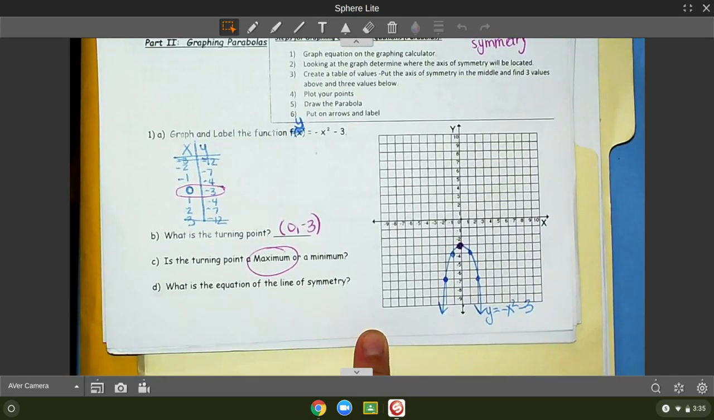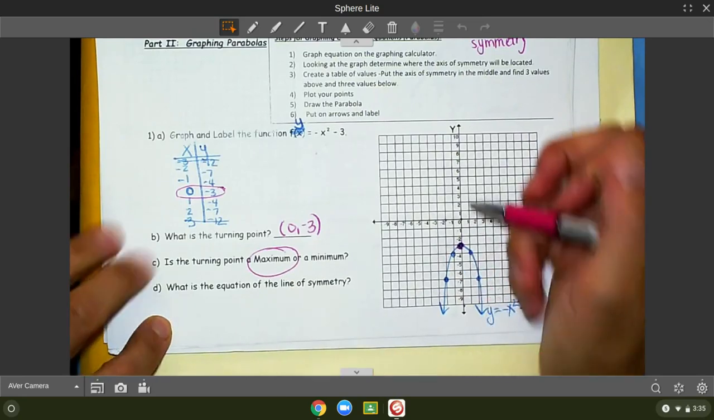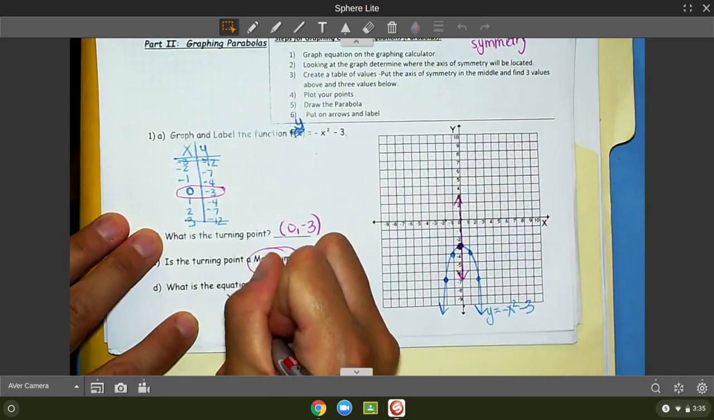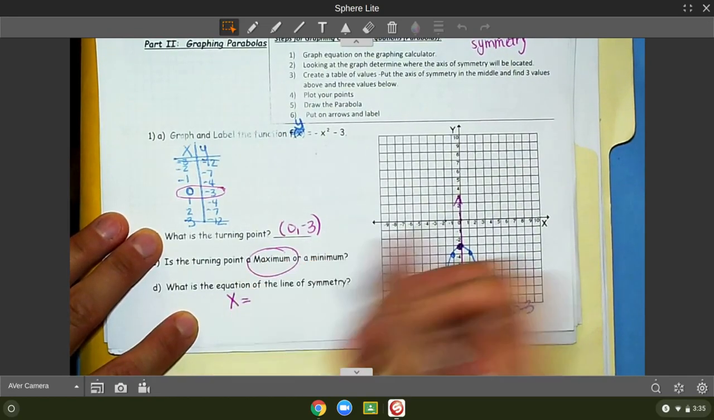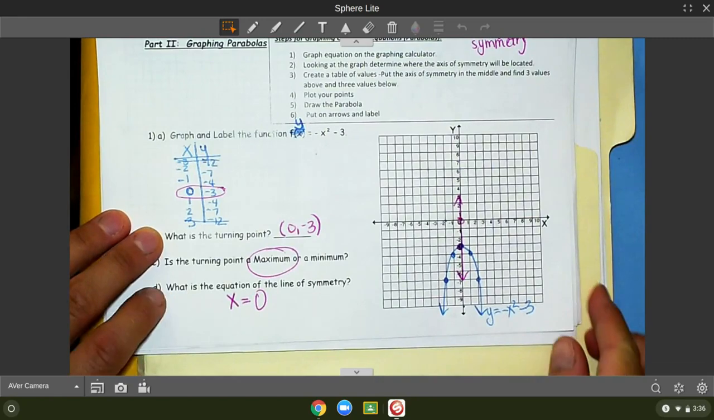And then the next one, what is the equation for the axes of symmetry, or the line of symmetry, which is the line that goes through the middle? Well, that's going to be, remember, it's always x equals, and this would be x equals 0. And we have got it.